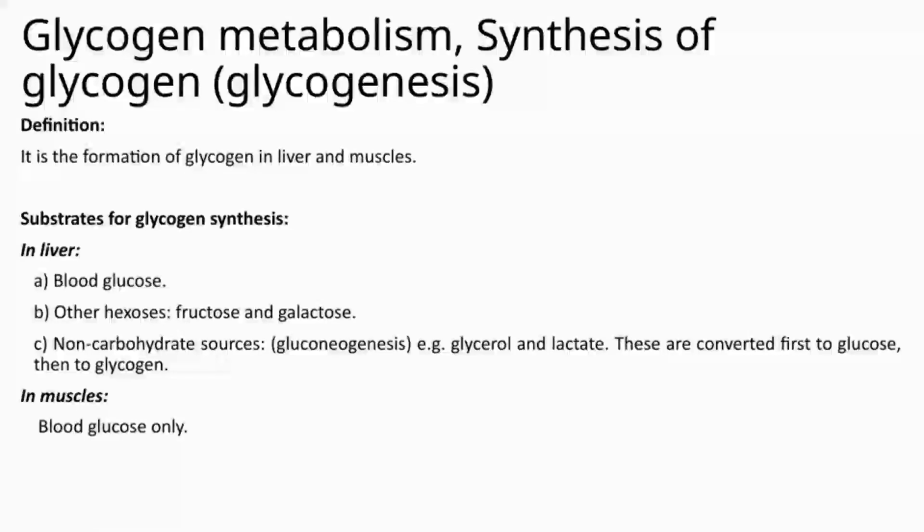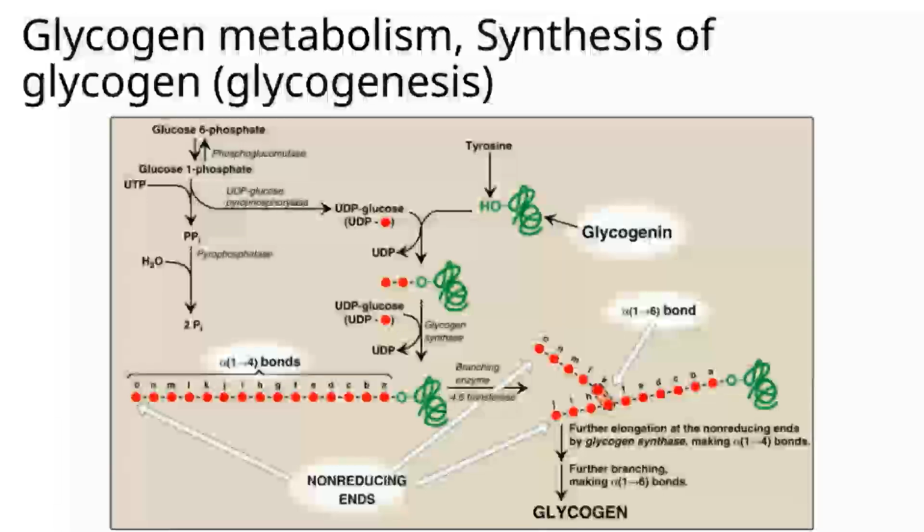Now, let's explore glycogen metabolism, focusing specifically on the synthesis of glycogen, also known as glycogenesis. This process is essential for energy storage, especially in liver and muscle tissues.